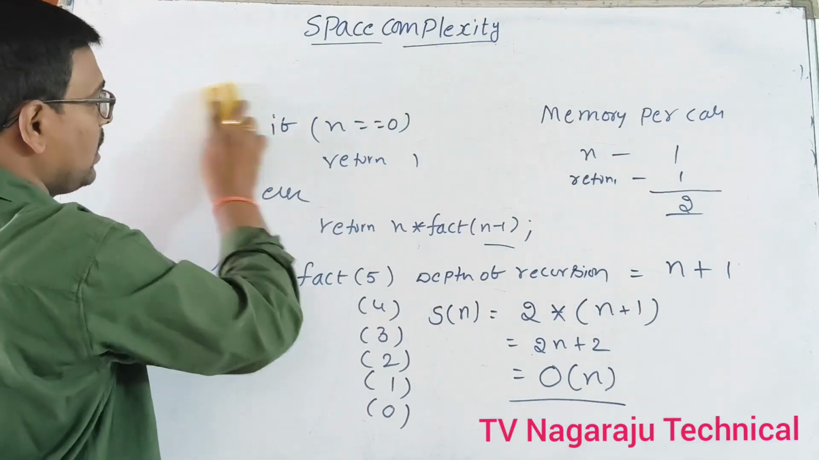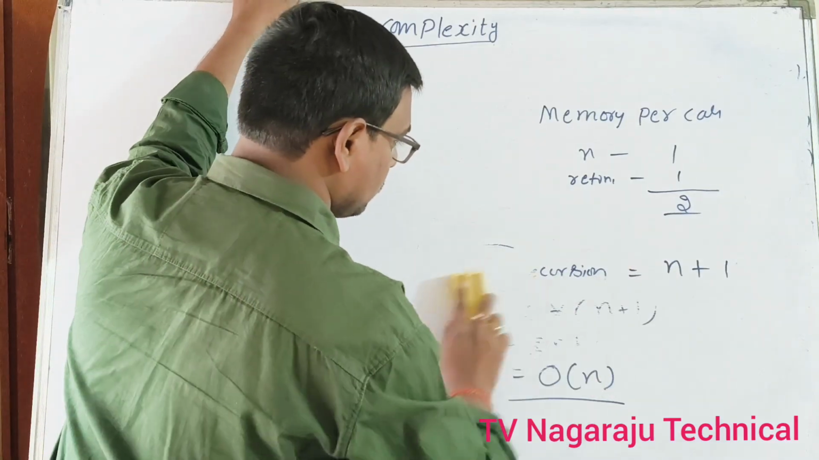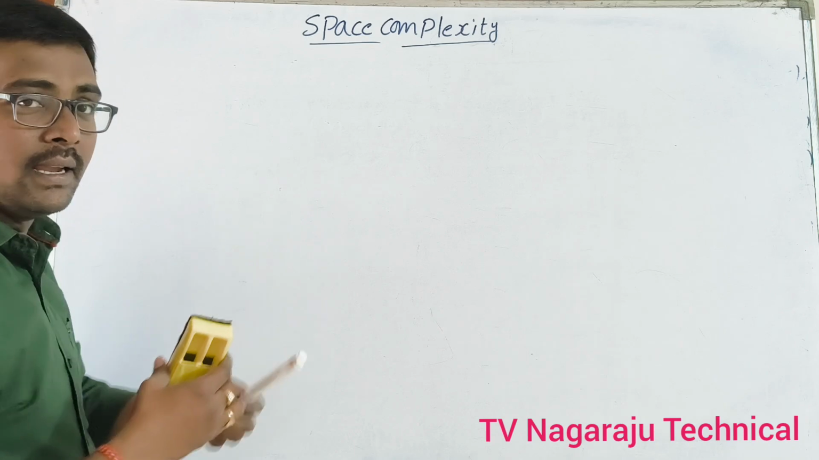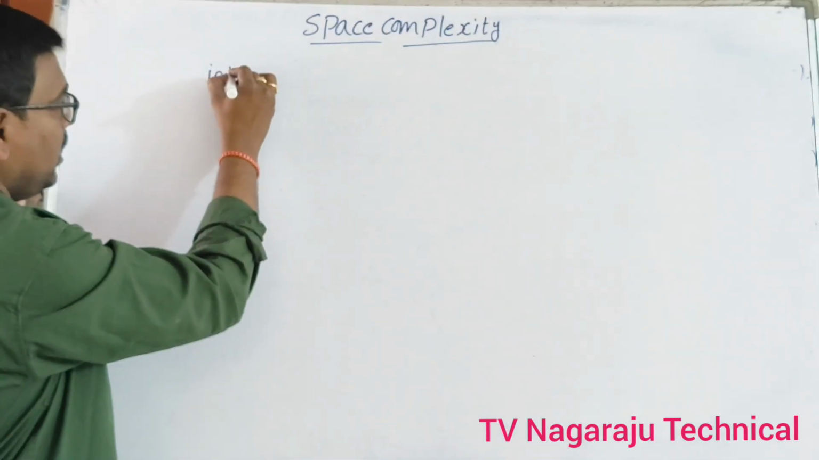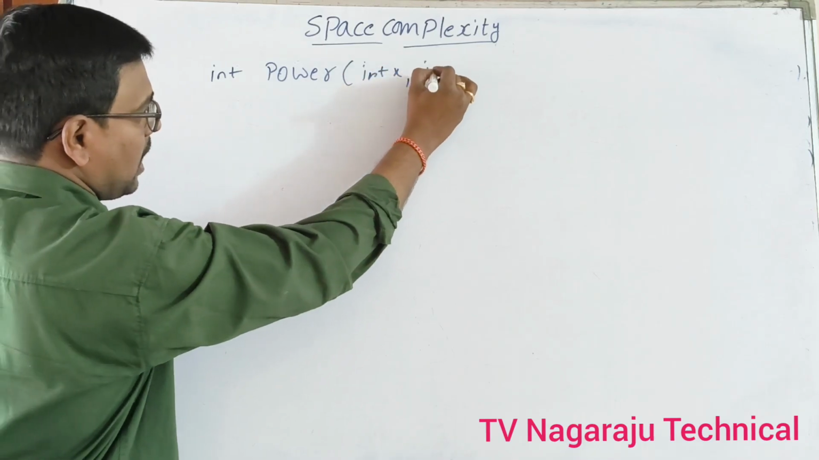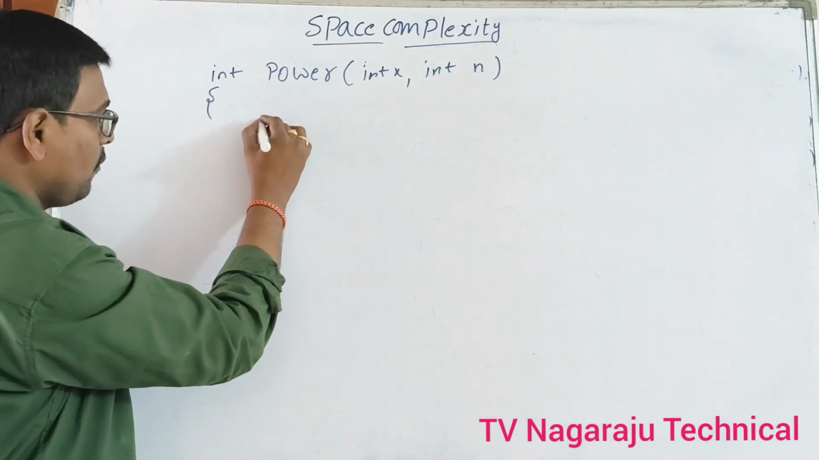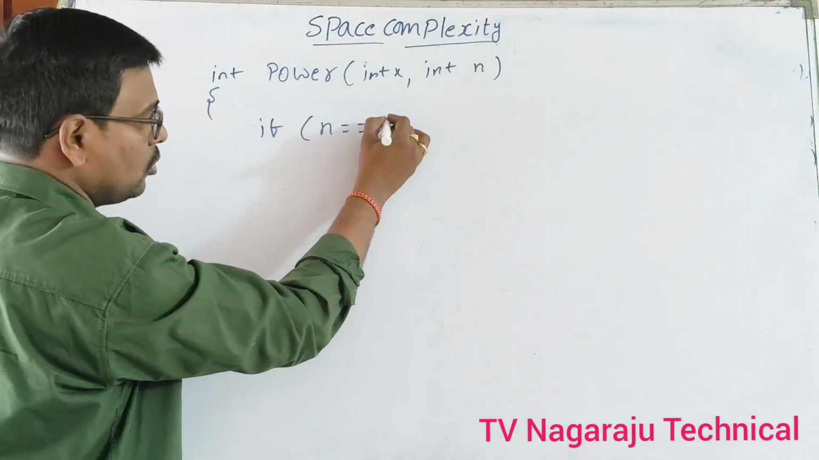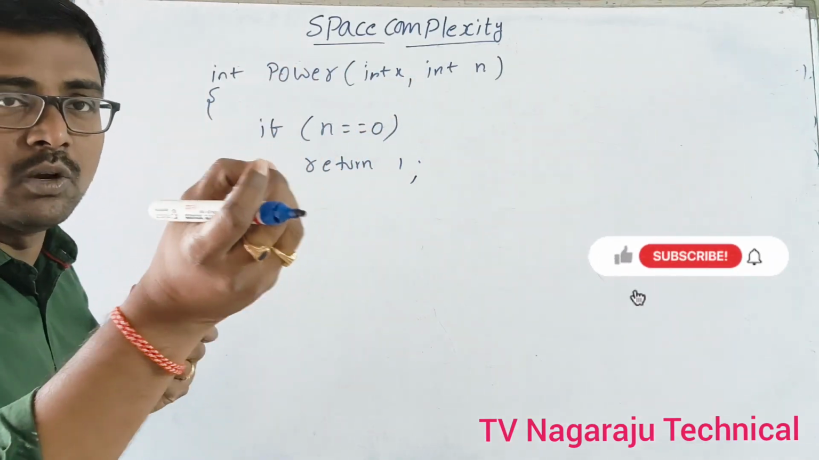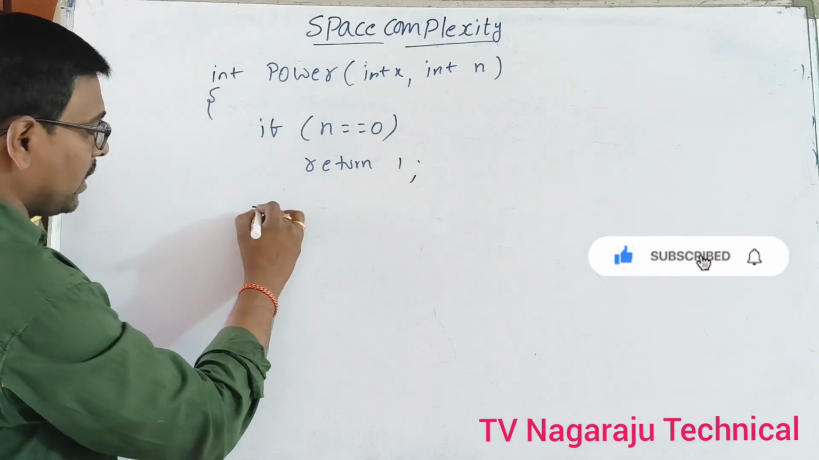Once the factorial is completed, next we calculate the power of a number: int power(int x, int n). My aim is to calculate x power n. First, if n is equal to 0, simply return 1. What is meant by x power n? If n is equal to 0, any number power 0 is equal to 1, so directly we return 1.